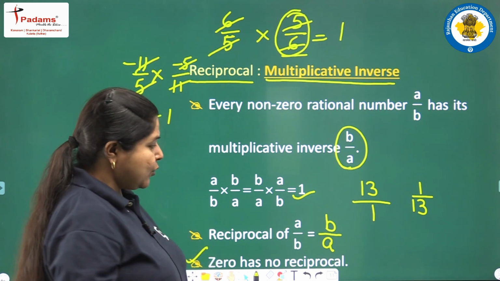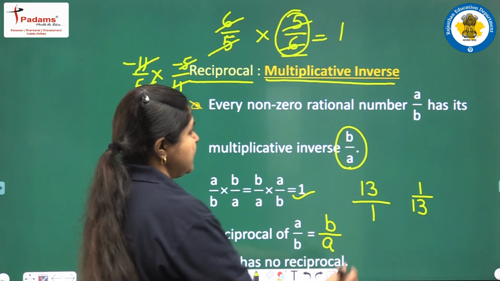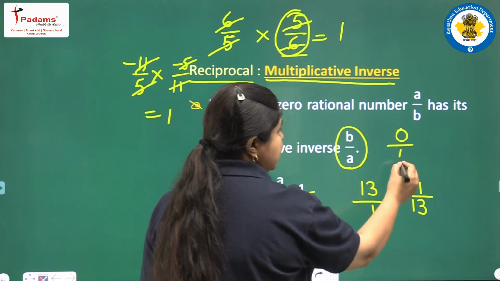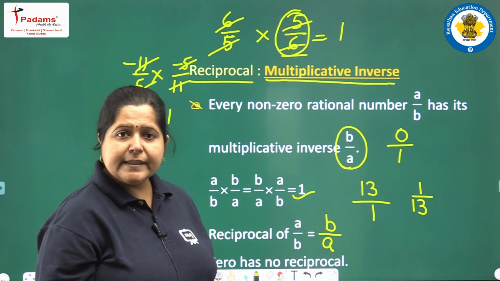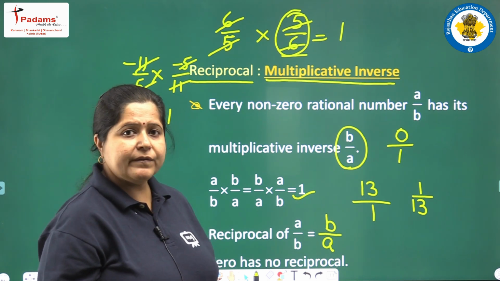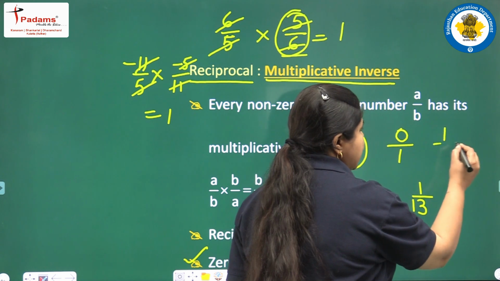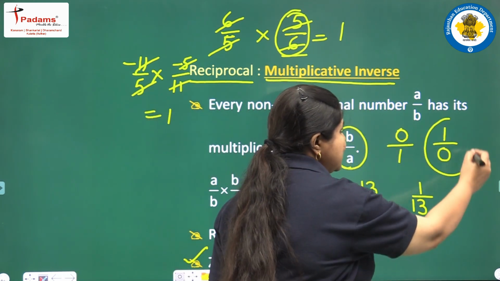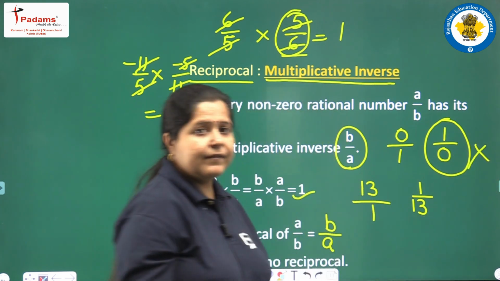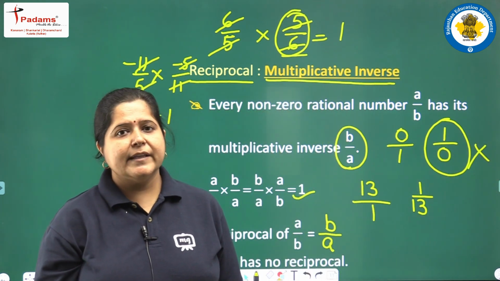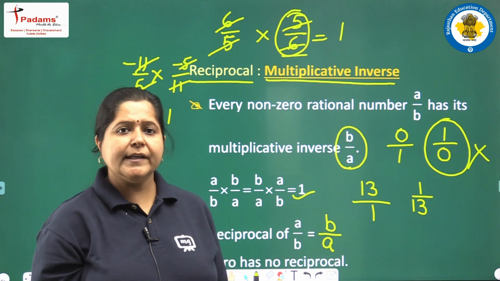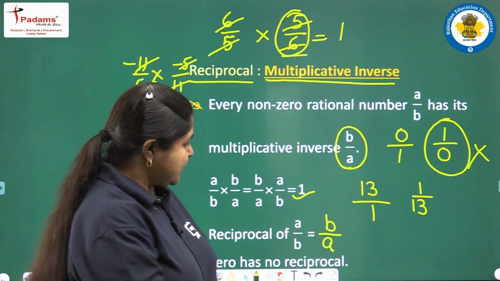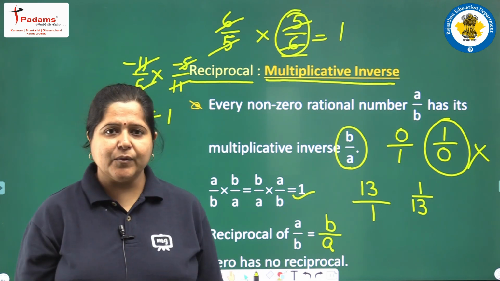0 has no reciprocal. Let us observe 0. We can write it as 0 upon 1. And now if we take the reciprocal of 0 upon 1, what do we get? 1 upon 0. But this number is not defined. We have studied earlier also that division by 0 is not defined, and we do not consider it a rational number. So 0 has no reciprocal.